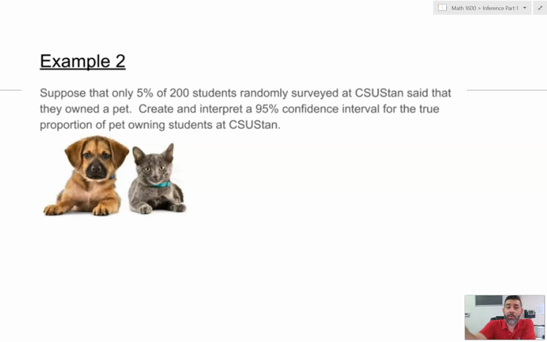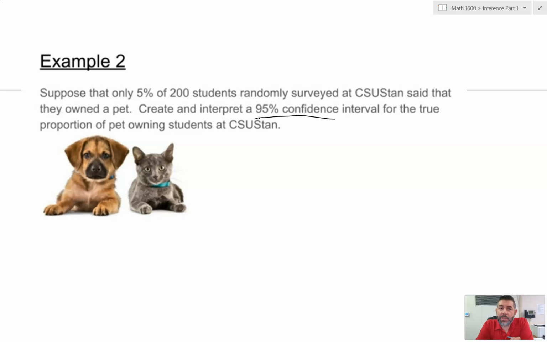So let me just talk about what it means to have a 95% confidence interval. 95% confidence means that if we created 95% confidence intervals using a similar sample of 200 randomly selected students, all right, so we randomly selected 200 students and we created a 95% confidence interval from those 200 students, and we create another one, and create another one, and create another one, 95% of those intervals should contain the true proportion of pet owning students at CSU Stan. All right, so that's what it means to be 95% confident.